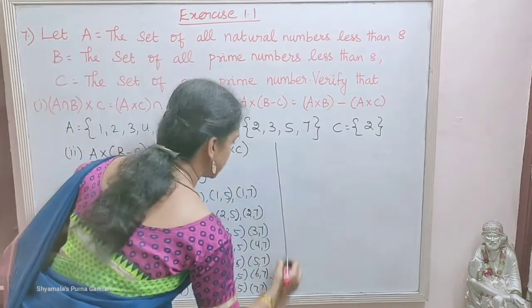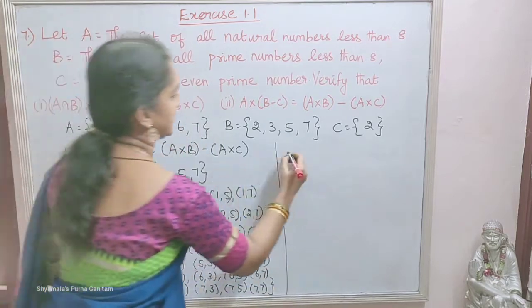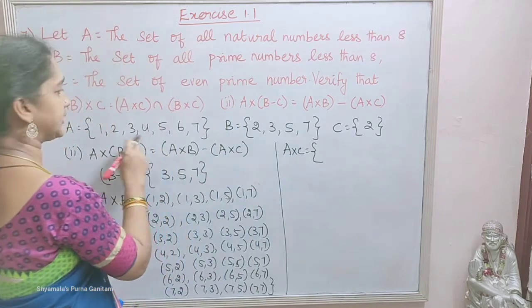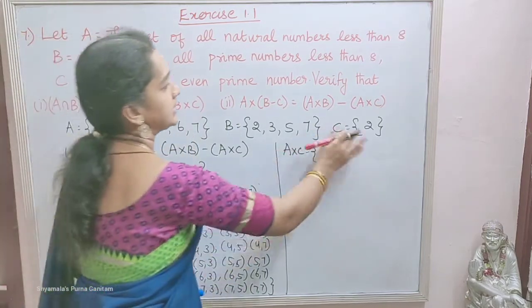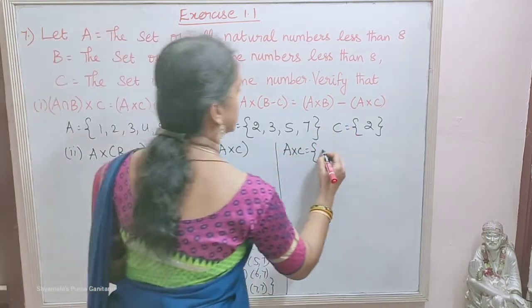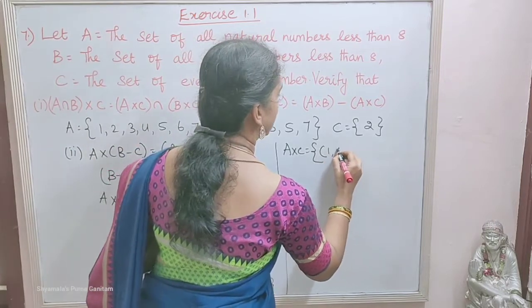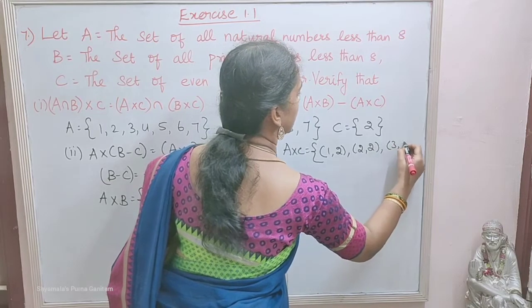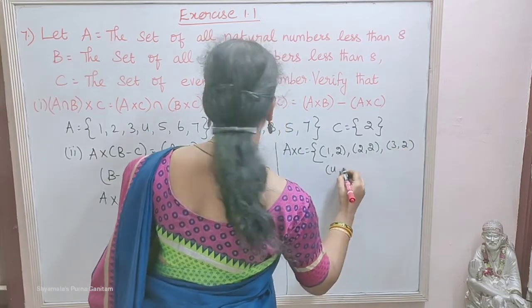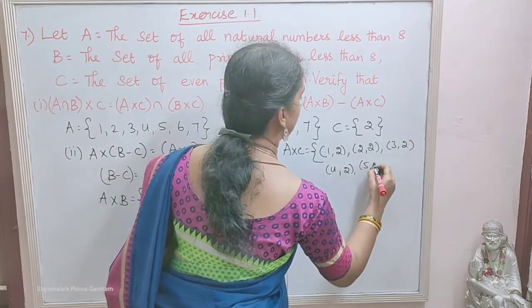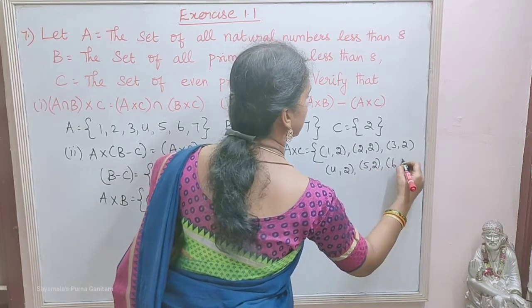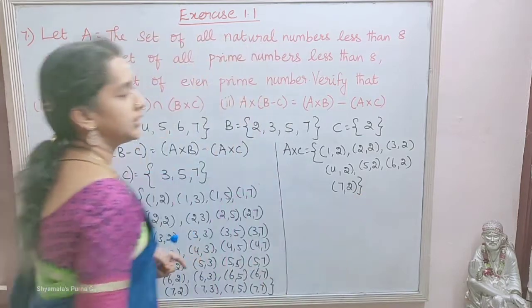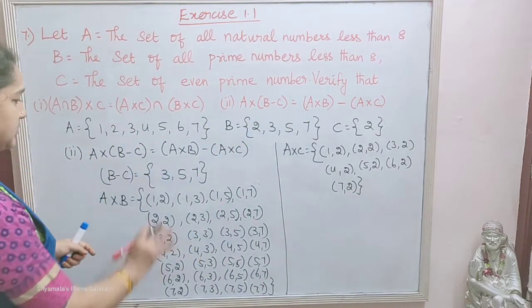Then next one is A cross C. A set is 1, 2, 3, 4, 5, 6, 7, and C is 2. So A cross C is 1, 2; 2, 2; 3, 2; 4, 2; 5, 2; 6, 2 and 7, 2. So these are the ordered pairs we wrote now.